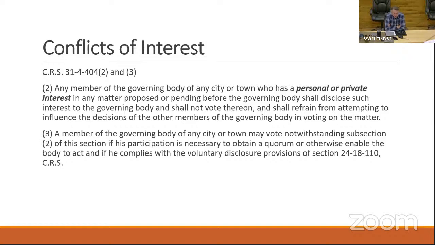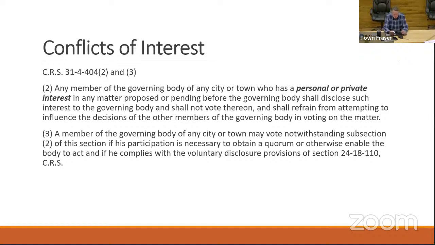Paragraph 3 says a member of the governing body of any city or town may still vote, even though they may have a conflict. However, they can only vote if it's necessary to obtain a quorum or to otherwise enable the body to act, and if they comply with the voluntary disclosure provisions provided under Title 24 of Colorado statutes.